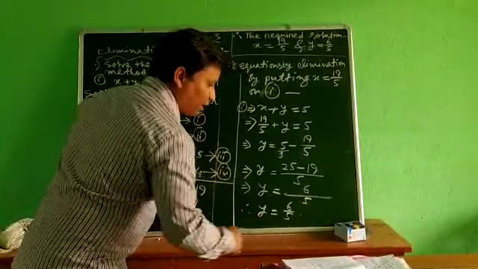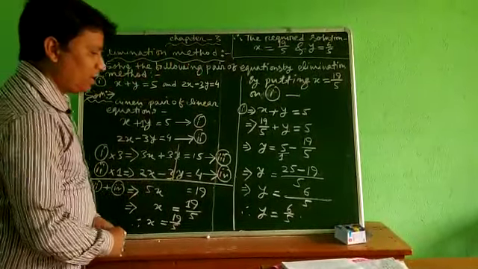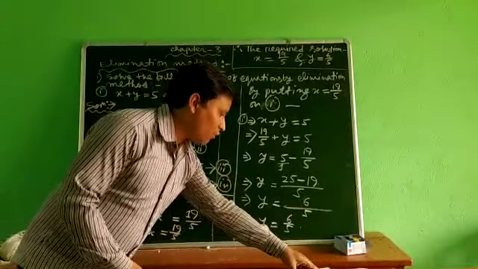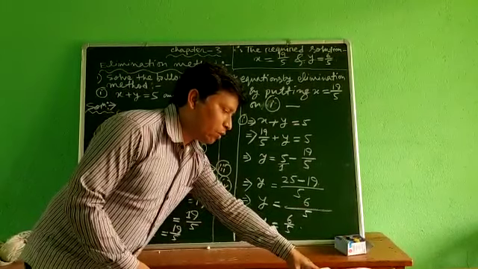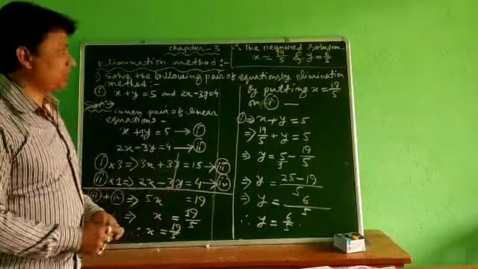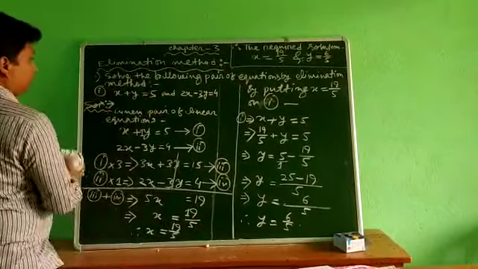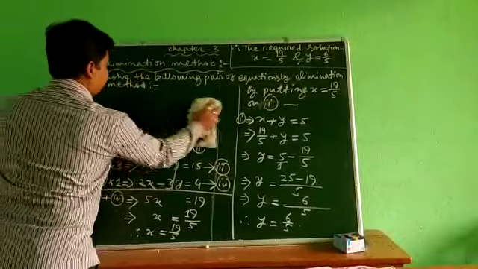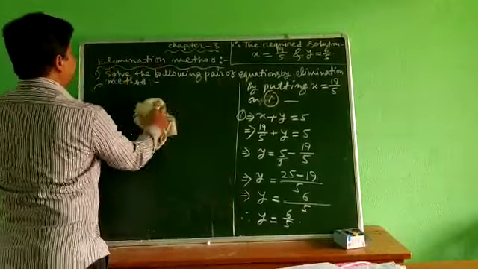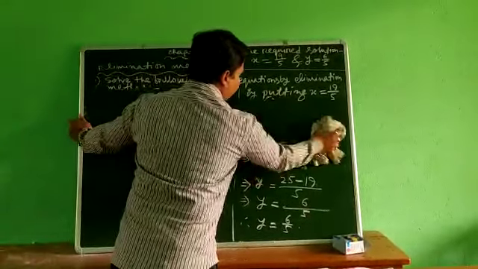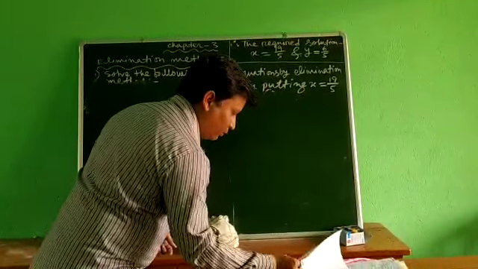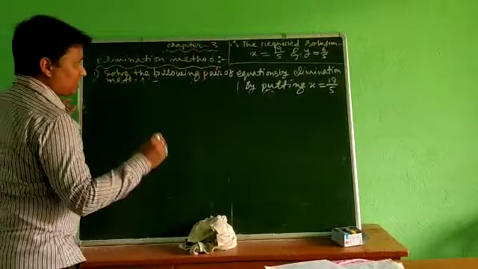And one more thing: there are some problem sums in Exercise 3.4. In question number 2 it is written, form the pair of linear equations in the following problems and find their solution if they exist. It says, if they exist. So you have to check the existence of a pair of linear equations. How do we check the existence of a pair of linear equations?